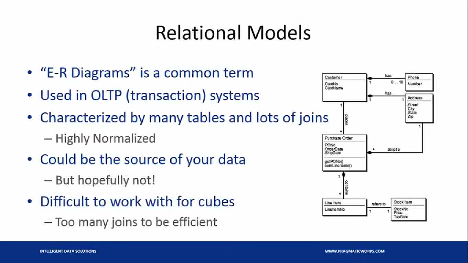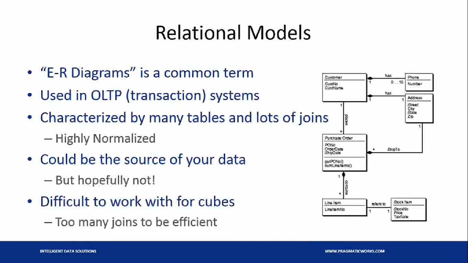As an example, I just grabbed a random data model off of the internet. This is a model that shows a customer who can have up to 10 phone numbers and one address. In the real world, they could maybe have more than one address, but in this model, they can only have one. If I wanted to pull a report of all of my customers' addresses, I would have to join to the phone number table up to 10 times, and I'd have to go to the address table and join all that data together in order to produce a report about my customer.